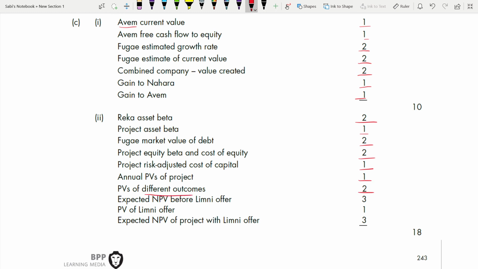What happens if it is accepted in the first year? What if it is not? Expected net present value before the offer is 3 marks. Even after the offer is also 3 marks. Expected net present value means you multiply it with the probability. That is the only difference between the net present value and expected net present value. Present value of Lumi's offer: what is the present value of that 50 million which they are offering? That itself is 1 mark. That's why you need the correct discounting factor.